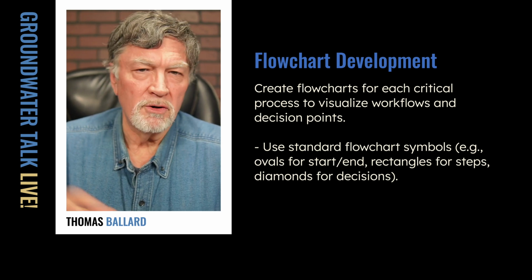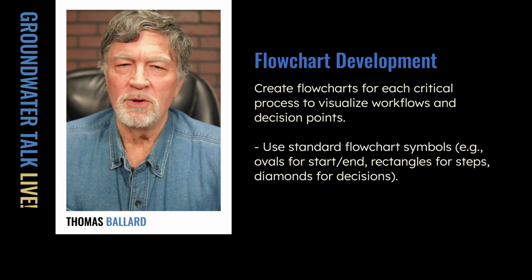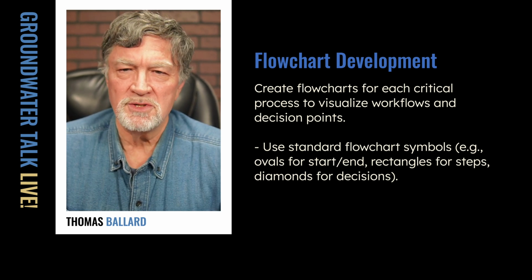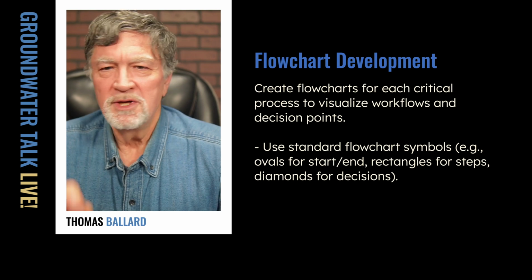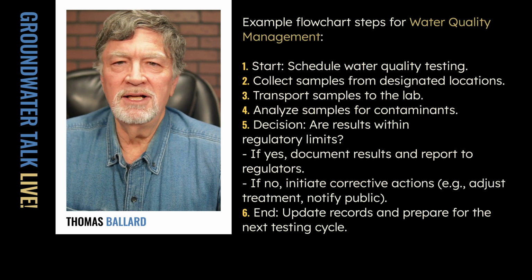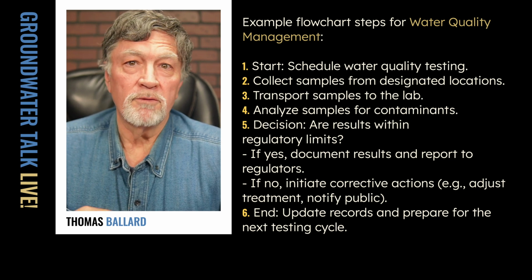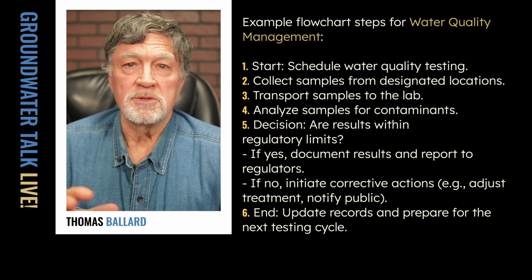You've probably seen them with all kinds of different weird symbols and all that stuff. For our flow charts for these critical processes, we only need 3 symbols: an oval, a rectangle, and a diamond. All right. Here's an example of flow chart development for, say, a water quality management program.